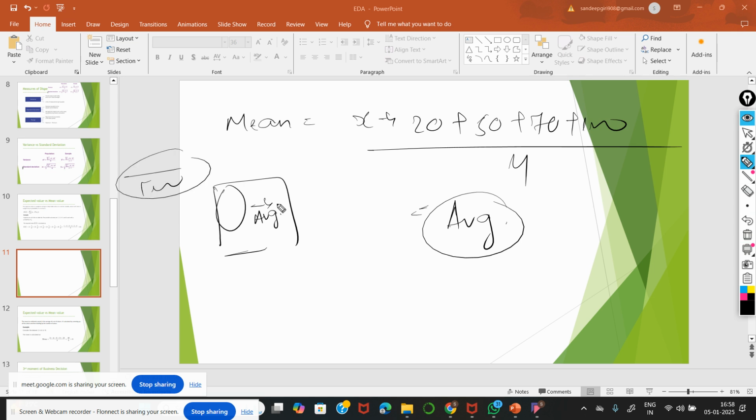That is nothing but the average. So the average batting performance of Virat Kohli is this much. But expected value is how much he is going to score in the next match. How much you are expecting from him to score in the next match based on the probability distribution. That is what expected value is.